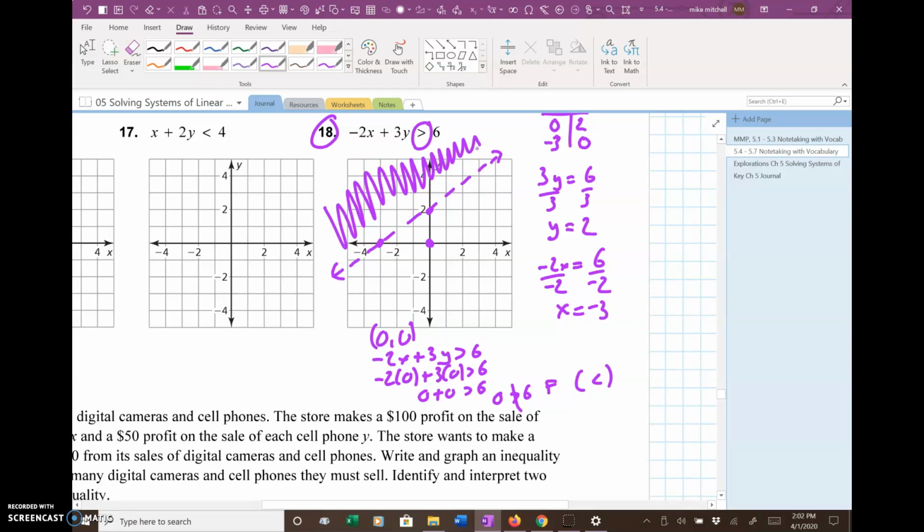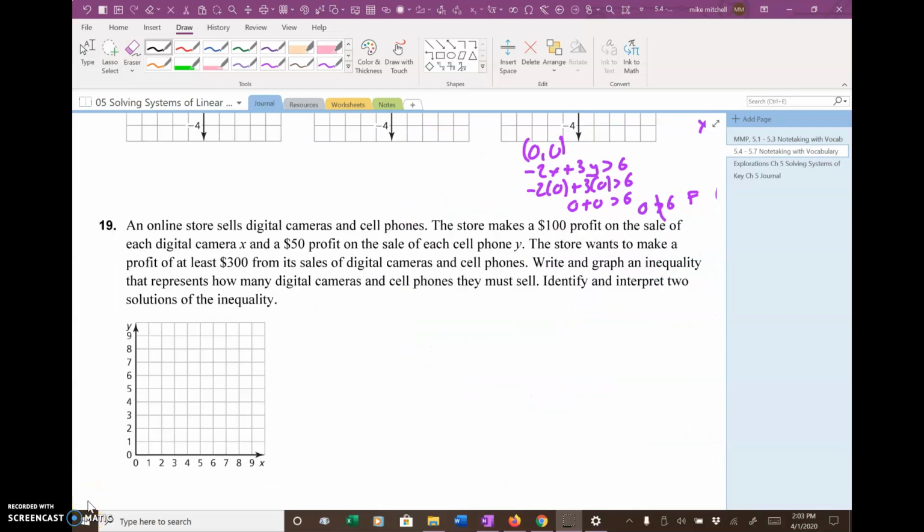There is more information on these in the videos. Don't forget to check those. I know I'm going quick here. You can use the pause and rewind buttons. Okay, one more problem to go and we are done with this. Number 19, our word problem. The online store sells digital cameras and cell phones.